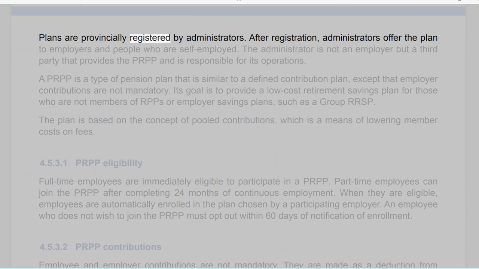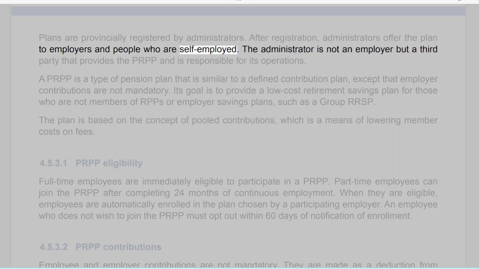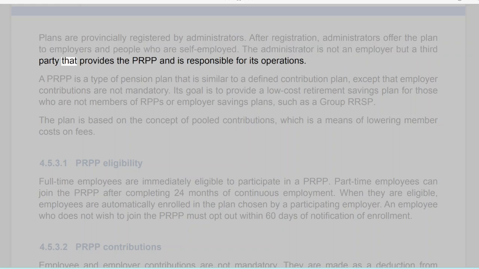Plans are provincially registered by administrators. After registration, administrators offer the plan to employers and people who are self-employed. The administrator is not an employer but a third party that provides the PRPP and is responsible for its operations.